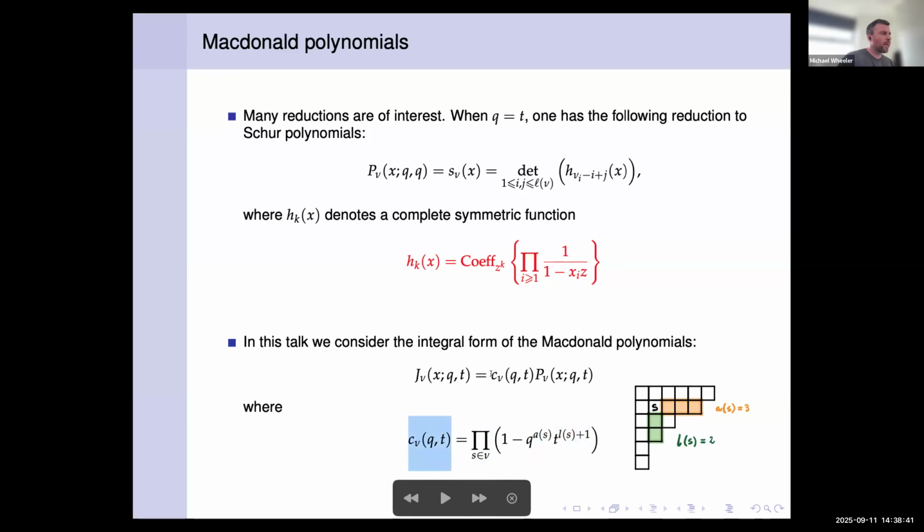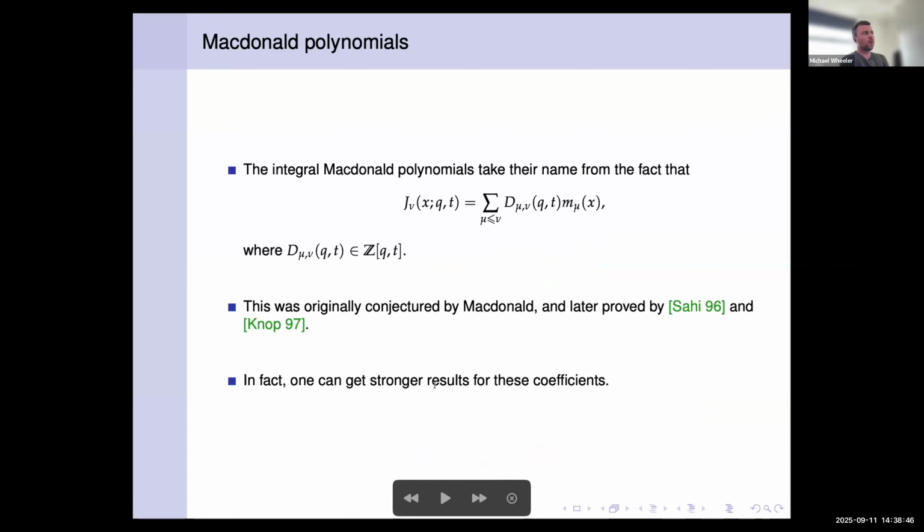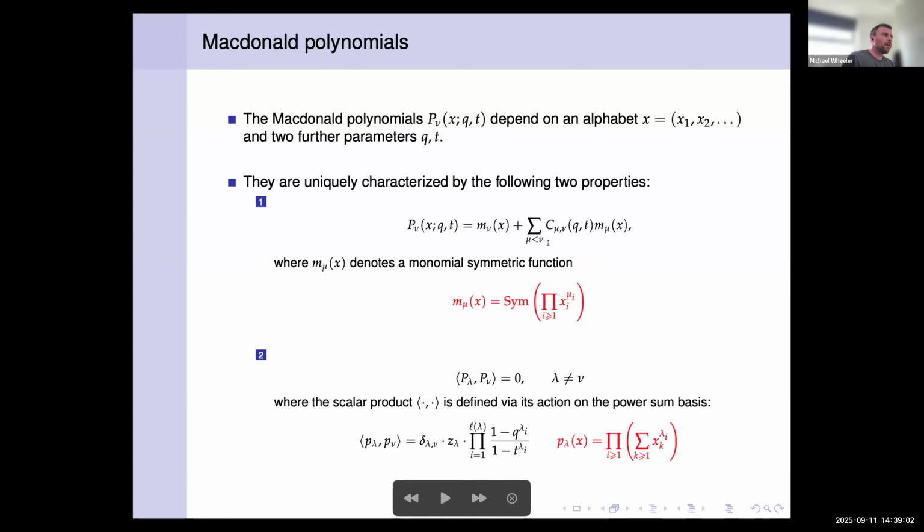So the reason for making this change of normalization, this was also done by Macdonald, and these things are known as the integral Macdonald polynomials. And the point of interest here is once you have done this normalization, you actually clear all of the denominators that you have in those rational coefficients. So if I go back a few slides, there were these coefficients here in the monomial basis, which are rational functions. And the point of multiplying by this overall factor of q and t is to clear all of those denominators.